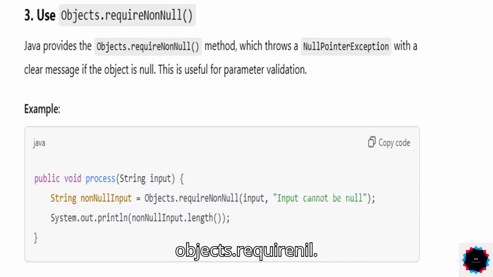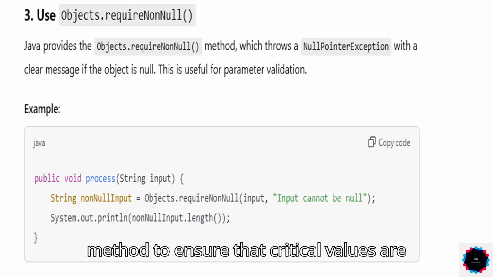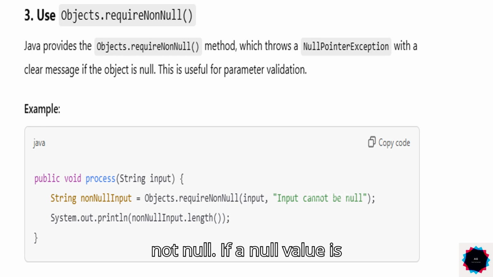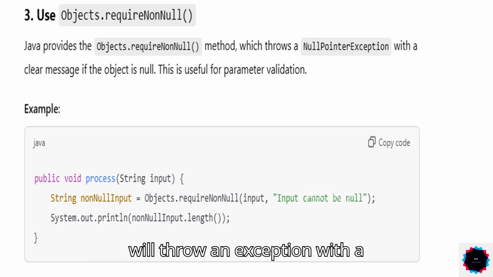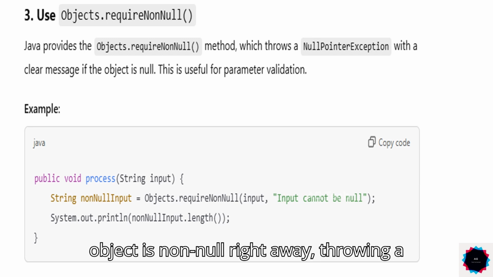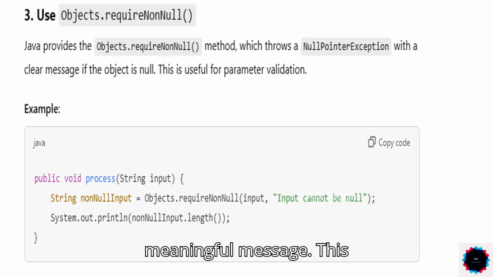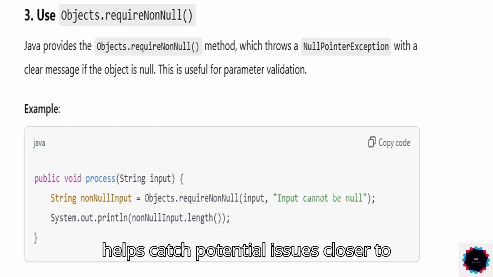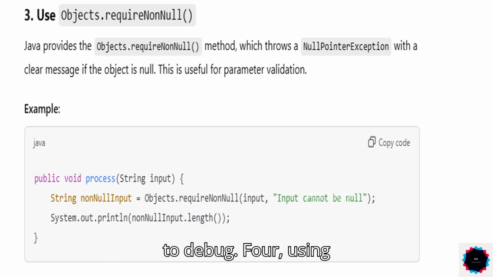3. Using Objects.requireNonNull. Java provides the Objects.requireNonNull method to ensure that critical values are not null. If a null value is passed where it shouldn't be, this method will throw an exception with a customizable message. This method ensures that the input or any object is non-null right away, throwing a null pointer exception early with a meaningful message. This helps catch potential issues closer to the source of the error, making it easier to debug.